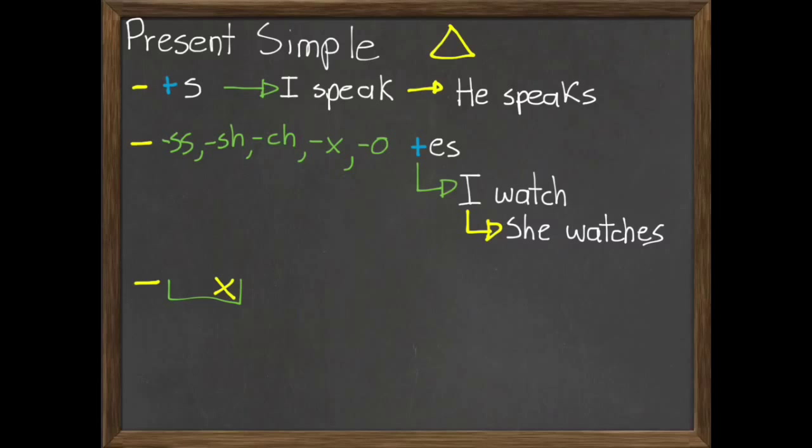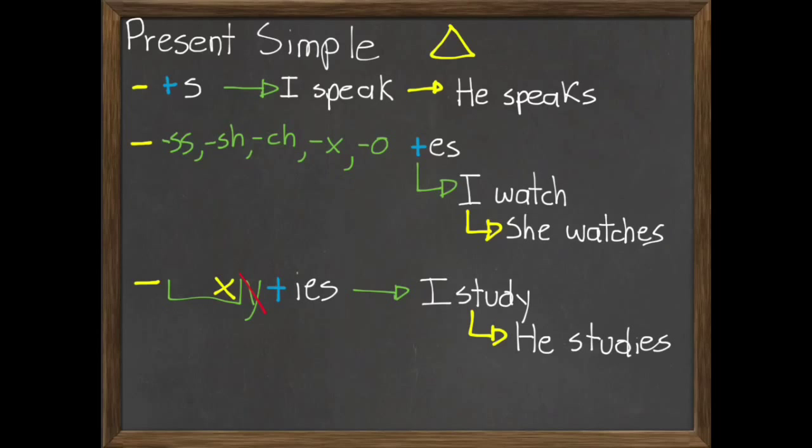Those verbs that end in a consonant and that have a Y after it will drop the Y and be added IES at the end. For example, I study would become he studies. But those verbs that do not have a consonant before the Y and have a vowel instead, like play, as you can see, A is a vowel, will just add an S at the end. For example, I play would become he plays.